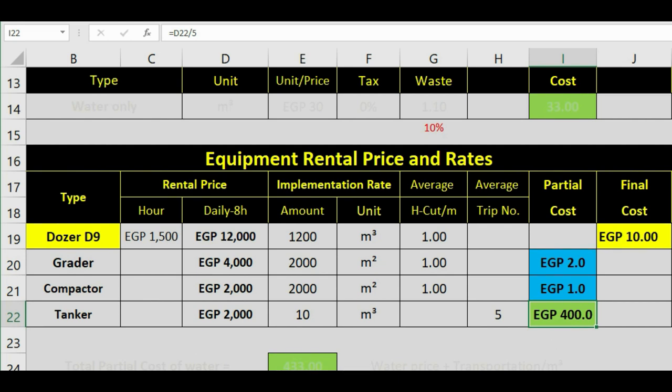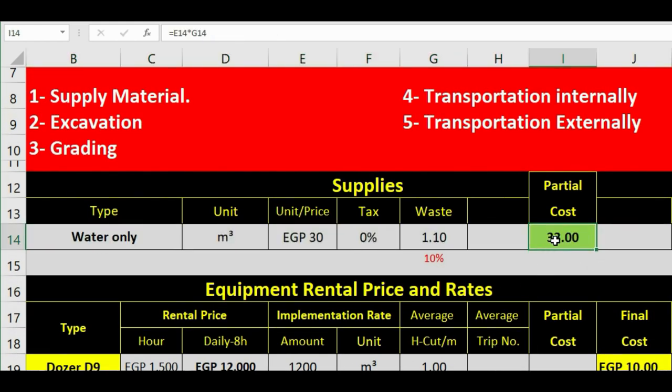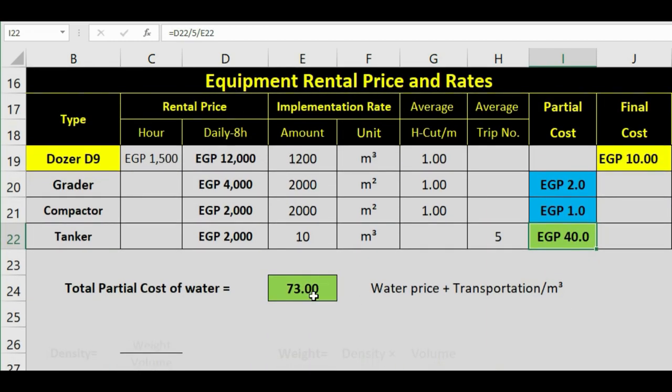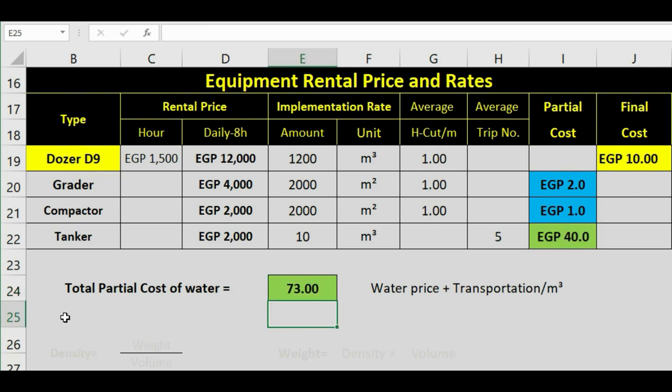It means that each 10 cubic meters of water transportation costs 400 Egyptian pounds. But we are interested in the cost of 1 cubic meter of water, so this 400 is divided over the capacity of the tanker, which means that 1 cubic meter of water transportation costs 40 Egyptian pounds. The total partial cost of water equals 73 Egyptian pounds: 33 Egyptian pounds is the price of 1 cubic meter of water only, plus its transportation of 40, so the partial cost of water is 73.